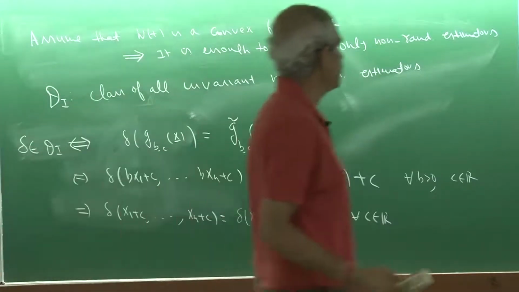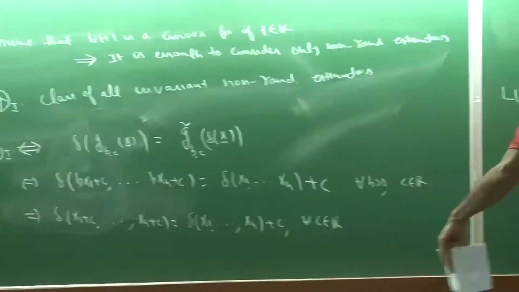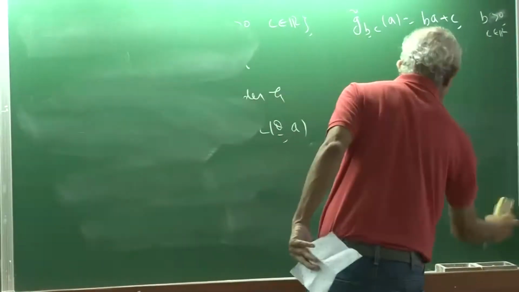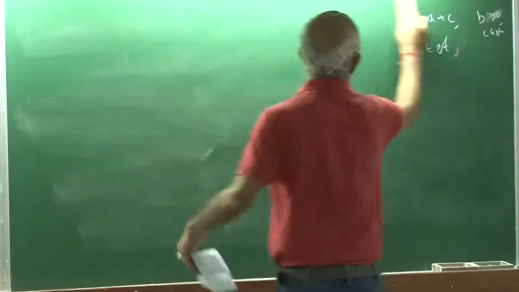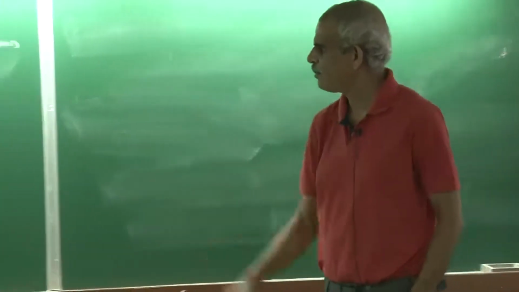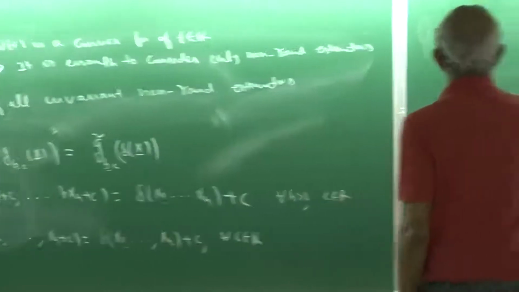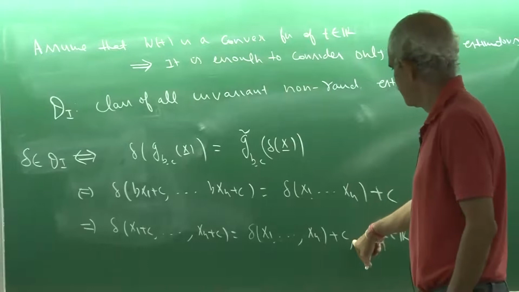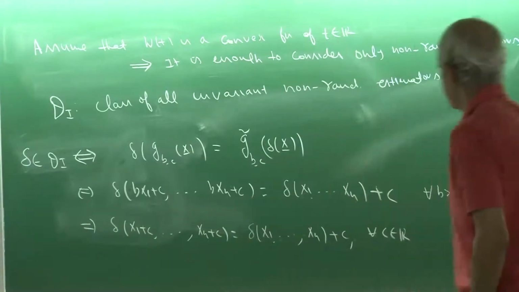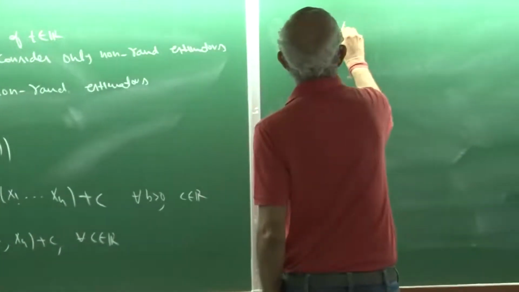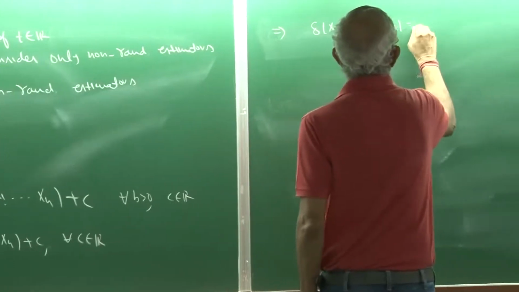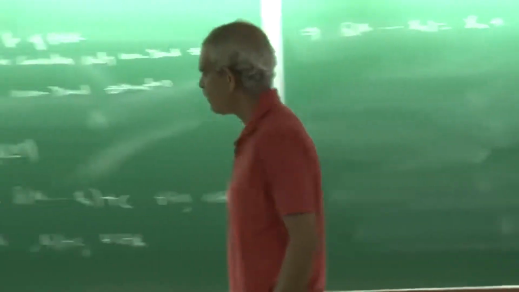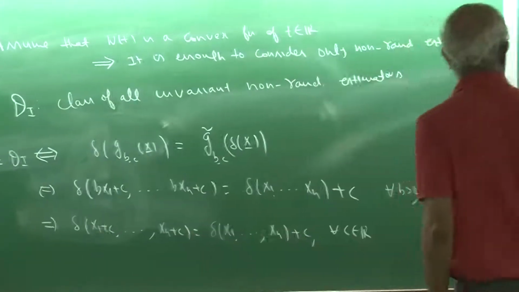Now what I try to play with is C. So I can take C to be minus xn. Then if I take C to be minus xn, that means delta of x1, x2, ..., xn minus xn, that goes over there. So delta of x1, x2, ..., xn is same as xn plus delta of x1 minus xn, x2 minus xn, ..., xn minus 1 minus xn.